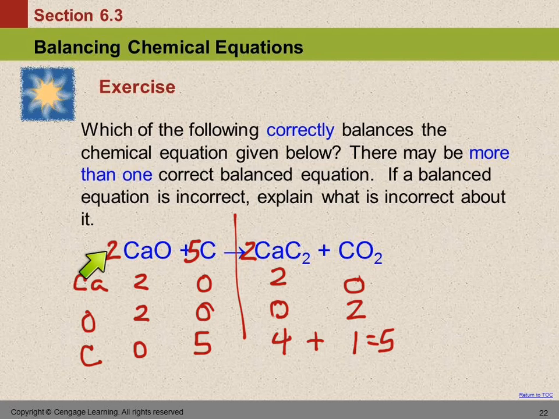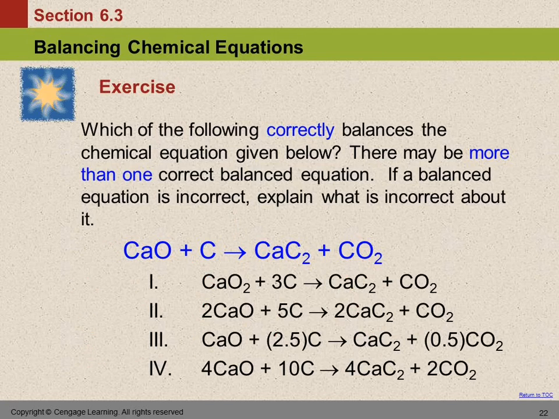So here I've got 2 calciums, and over here I've got 2 calciums. Here I've got 2 of those oxygens, and over here I've got 2 oxygens. I've got 5 carbons here, and I've got 4 there and 1 over there. So a total of 5. So that's our balanced equation. 2 plus 5 goes to 2 and 1. So then here are the choices. I'm going to write those coefficients back in here. This was a 2 and a 5 and a 2.